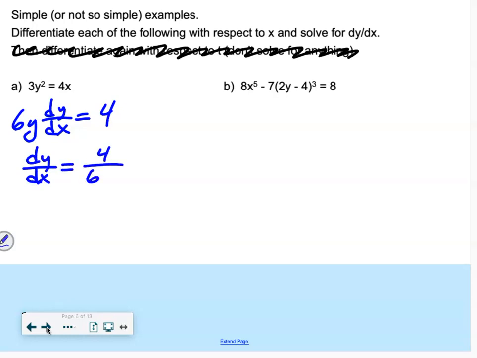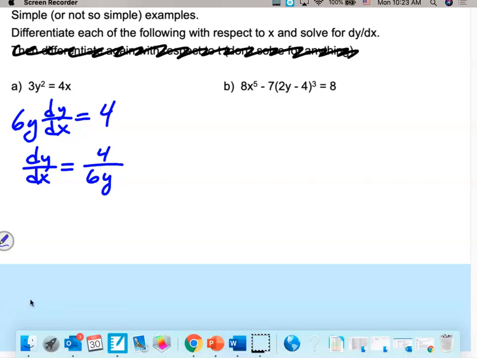It's 4 over 6y. So that's the one I'm going to do. You guys are going to do this one. So take a minute and give it a try. I'm going to walk around and pause this.